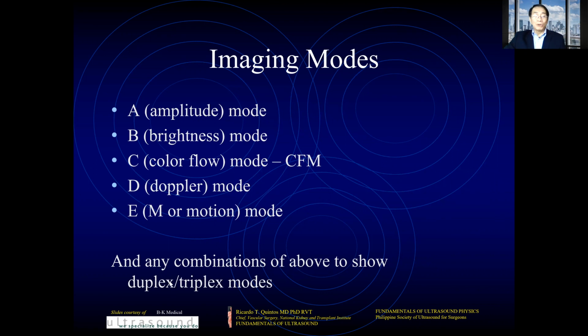A duplex mode will mean that there's either a brightness mode or a B mode and a color flow mode brought together in one screen. So if you can have both modes active in one screen, then you have a duplex ultrasound machine. But if you have a B mode and a color flow mode and a Doppler mode all together working in the display mode, then you have a triplex mode machine. And this requires a lot of computing power for the ultrasound to be able to display this into the monitor.